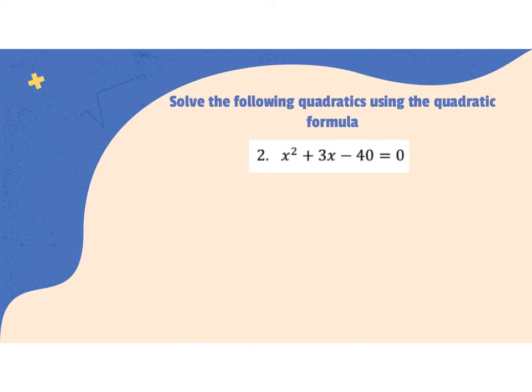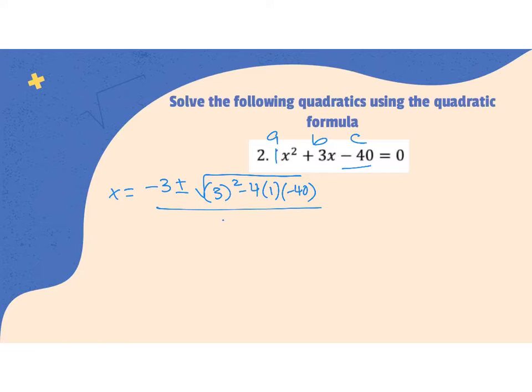Let's take a look at number 2. In number 2, my A value is 1, my B value is 3, and my C value is negative 40. So I have x equals the opposite of B plus or minus the square root of B squared minus 4 times A times C, and then all over 2 times A. Start under the radical. So I have x equaling the opposite of 3 plus or minus the square root of 9, and then you have negative 4 times negative 40.